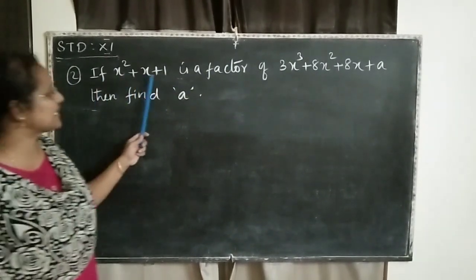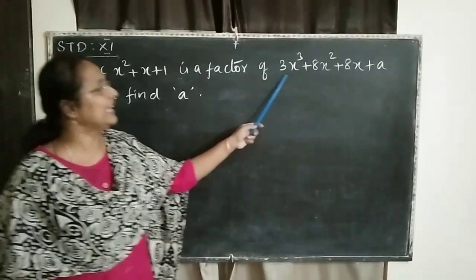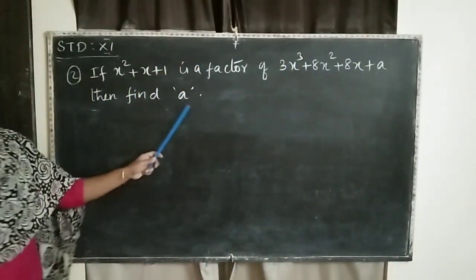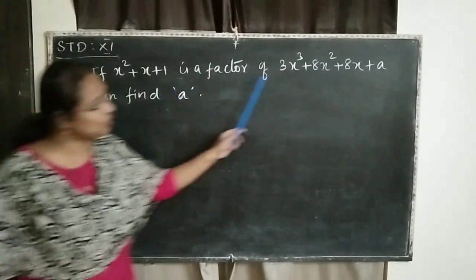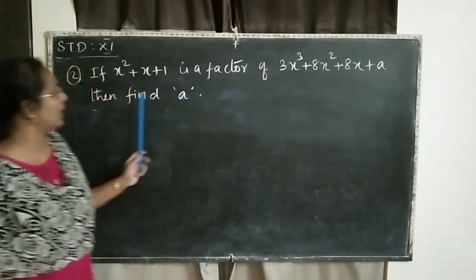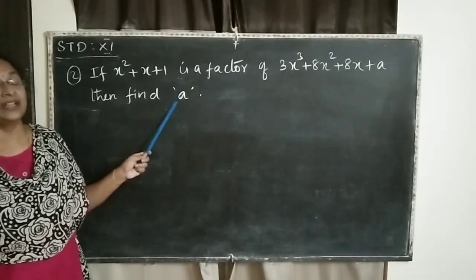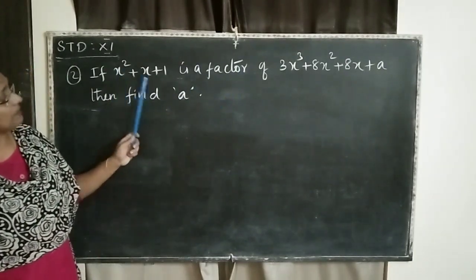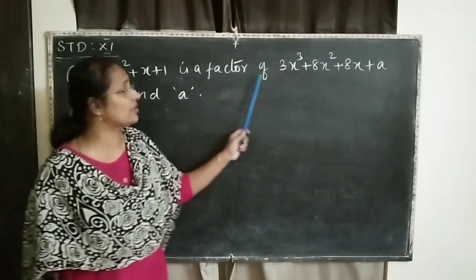Okay, let's discuss the second sum now. If x squared plus x plus 1 is a factor of 3x cubed plus 8x squared plus 8x plus a, then find a. Now look into this. In this cubic polynomial function, we are going to find the value of a. Very, very important. Look into this word now. X squared plus x plus 1 is a factor of.